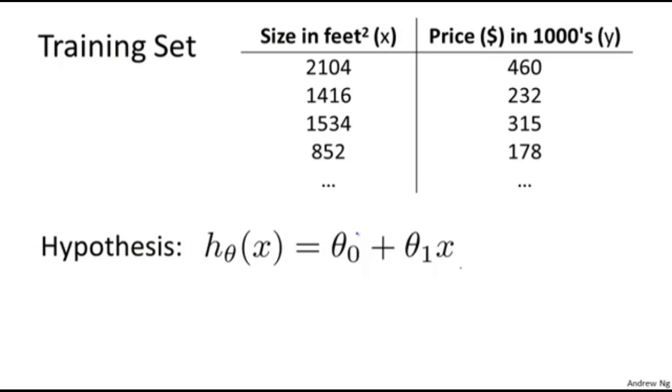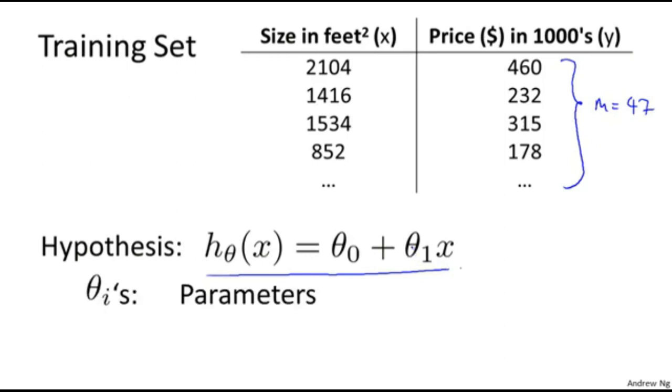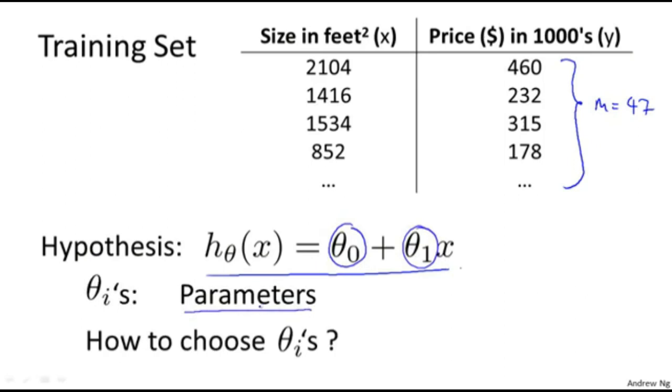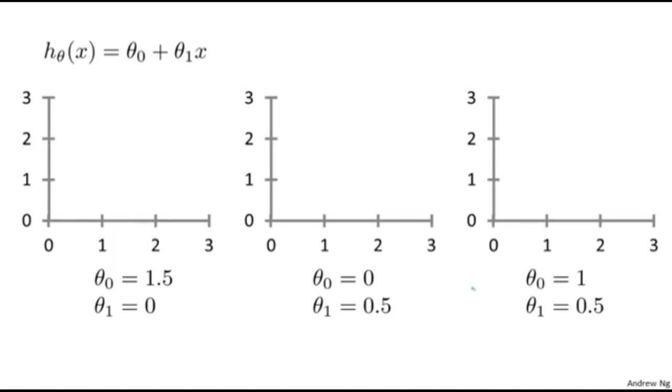In linear regression, we have a training set like that shown here. Remember our notation, m was the number of training examples, so maybe m equals 47. And the form of our hypothesis, which we use to make predictions, is this linear function. To introduce a little bit more terminology, these theta 0 and theta 1, right, these theta i's are what are called the parameters of the model. And what we're going to do in this video is talk about how to go about choosing these two parameter values, theta 0 and theta 1.